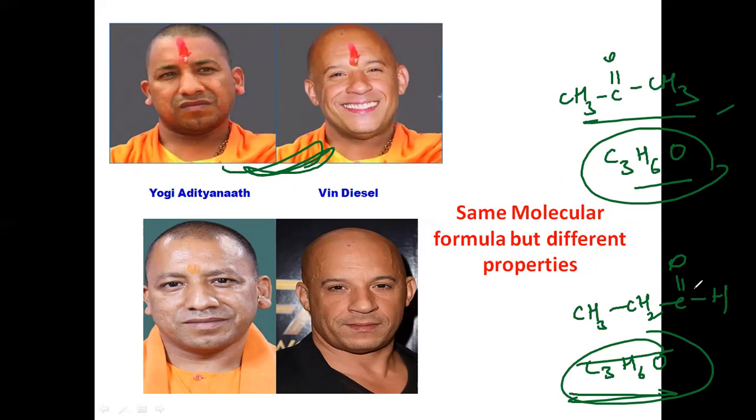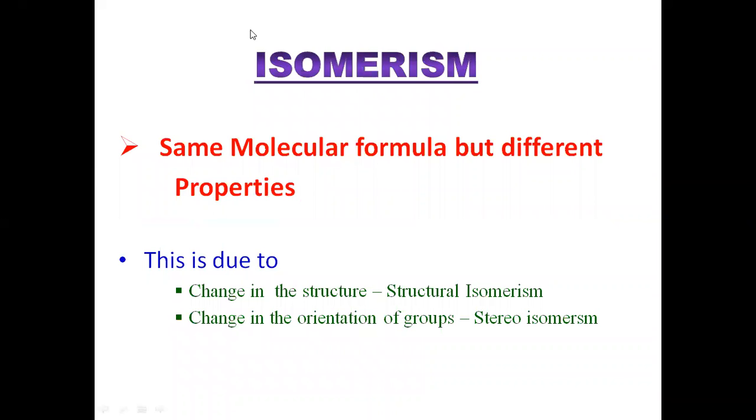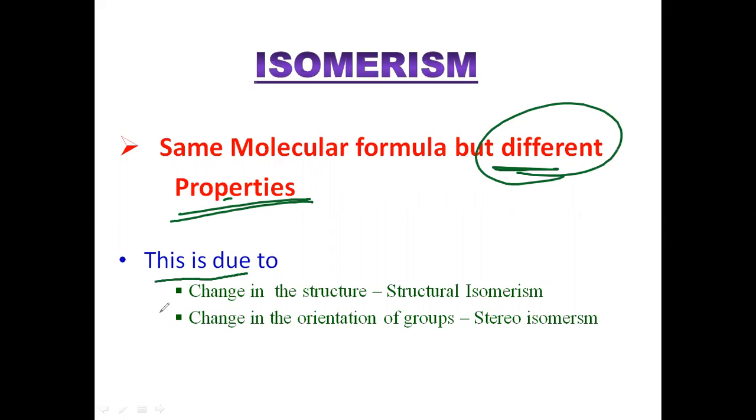Now we have to see this type of isomerism in inorganic metal complexes. Let us understand what isomerism is in inorganic metal complexes, and why the different properties exist. So the molecular formula is the same, but there is a difference in structure, and so a difference in properties. Why do they get different properties? This is due to two things: a change in the structure or a change in the orientation of groups.